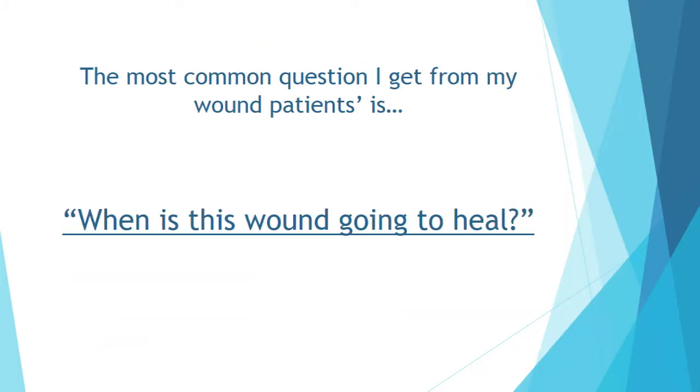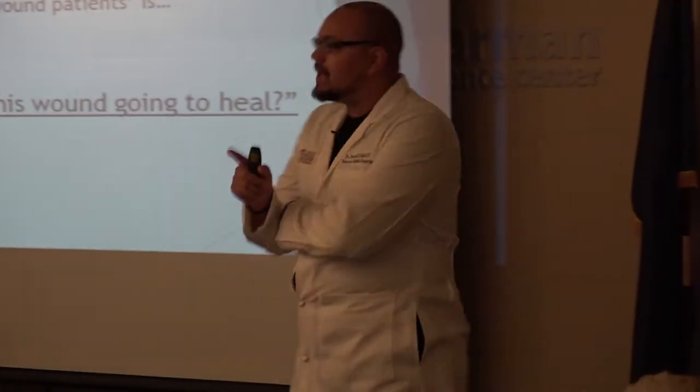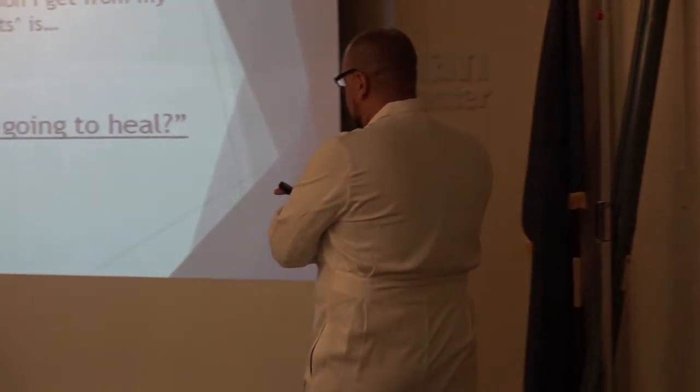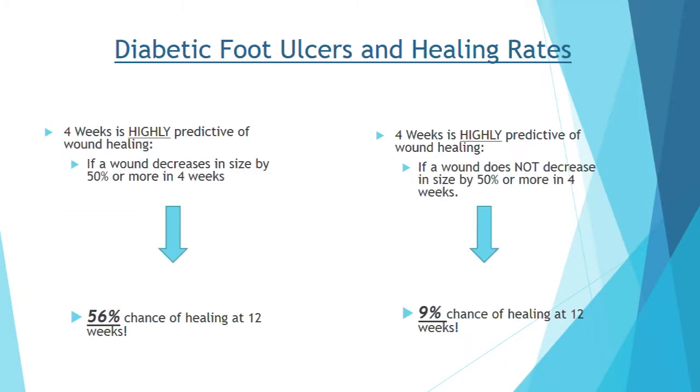So the most common question I get from my wound patients is, so when is this going to heal? And I tell them, I have no idea. But what I can tell you is this: 4 weeks. 4 weeks is predictable for wound healing. If a patient comes to me day one with a new wound and we take a measurement of that wound, we've got 4 weeks to get that wound 50% or smaller. If that happens, there is a 56% chance of healing that wound in 3 months.